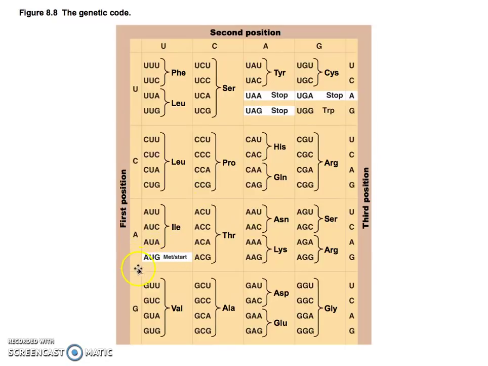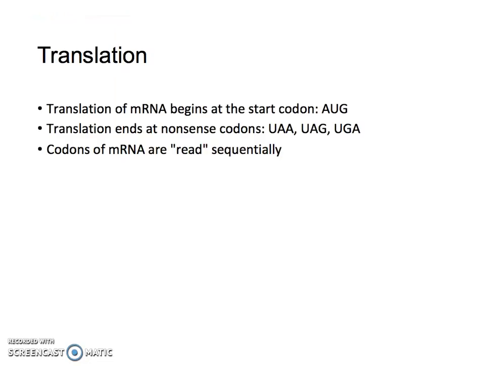Now, you only have one start codon, AUG. Now, the way I remember this is inauguration. It's when you have a new president come in, right? It's their inauguration. So AUG is OG. Translation of mRNA begins at the start codon, AUG, and translation ends at the stop codons, of which there are 3. I expect you to know both the start and the stop codon. Codons are read sequentially, which means in order.